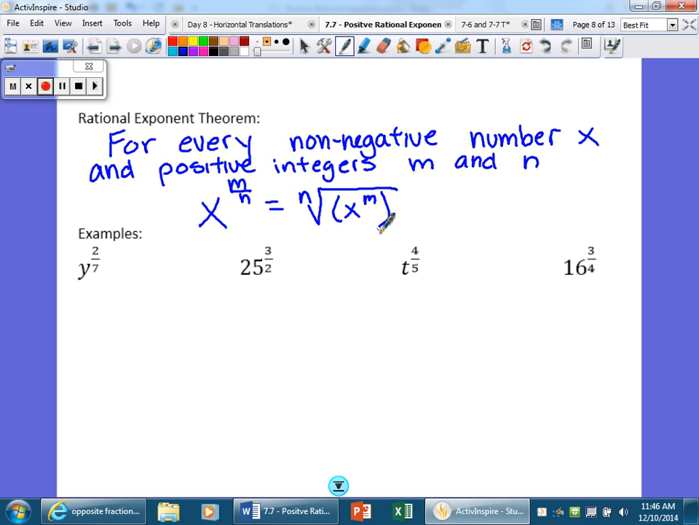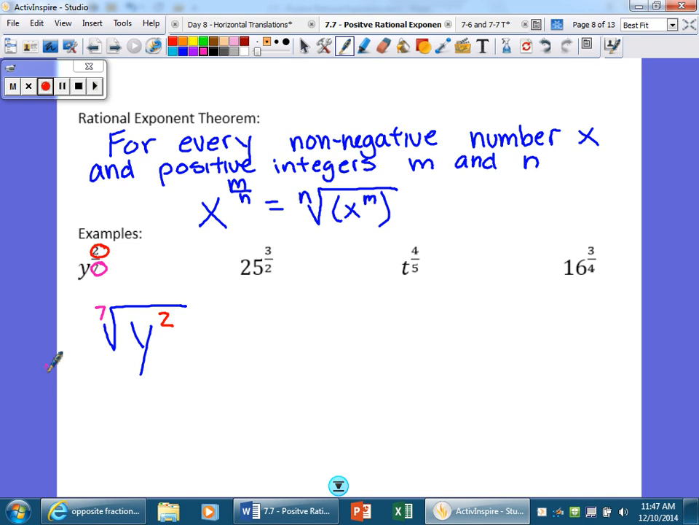Again, I'm going to go through some examples. Now, when it has variables, you don't get an actual answer, you're just rewriting it. When it has numbers, you get an actual answer. Let's go through this first one here. Okay, my base is y for this one, so that is what's going to be underneath the root button. Now my numerator is a 2, so that's always what this is raised to. So this is raised to the second power in here. And now my bottom number is 7, and that's what number goes down here. So I have the 7th root of y squared. And you can leave it just like that.